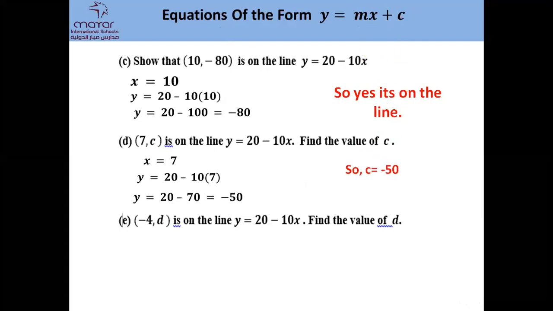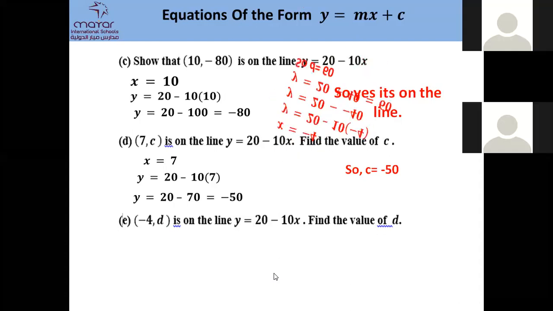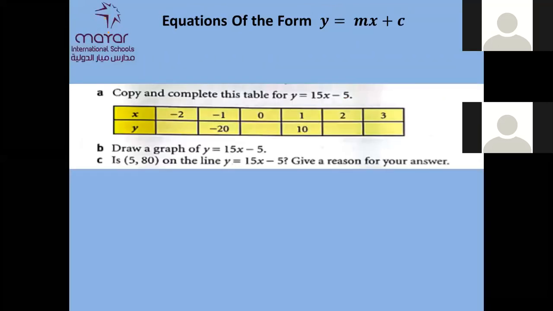Let's do the last one, because we don't have a lot of time. There is Ali Khawaja. Yes, Ali. Part E, you have (negative 4, D), and we need to find the value of D on the equation y equals 20 minus 10x. Okay, so 10x multiplied by negative 4 is going to be negative 40.